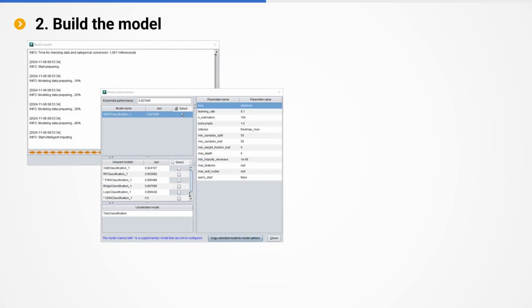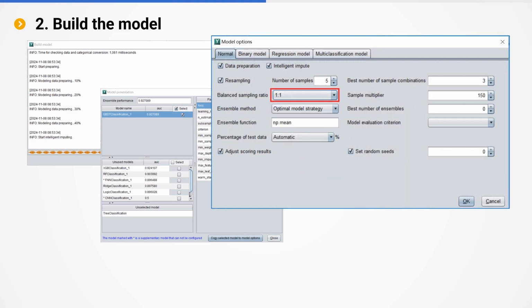2. Build the model. Import the prepared data into YModel, and then just perform automatic modeling. For unbalanced datasets, YModel can automatically sample to balance the ratio of positive samples to negative samples, so users do not need to operate themselves. However, we can modify and set the required balanced sampling ratio ourselves, as shown in the figure. For beginners, it is usually recommended to adopt the default ratio.